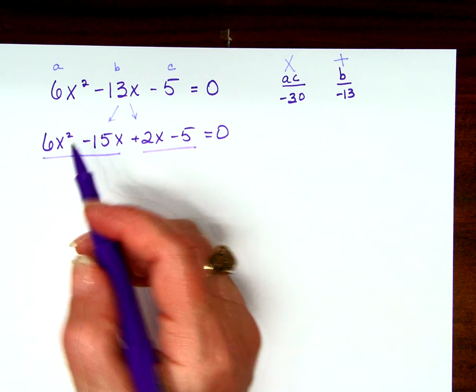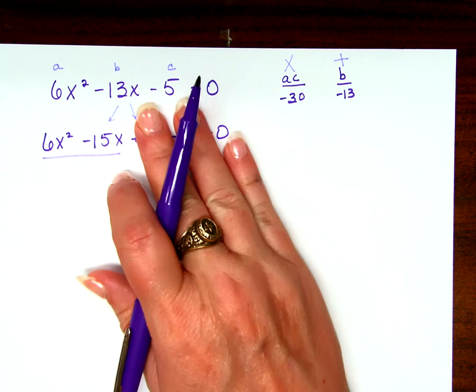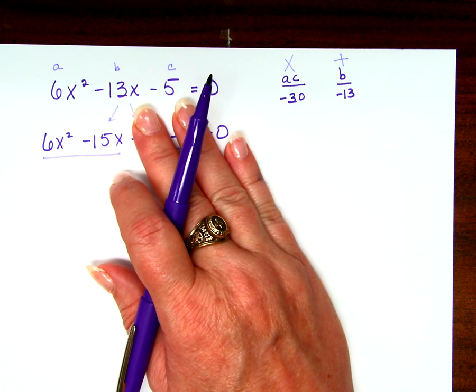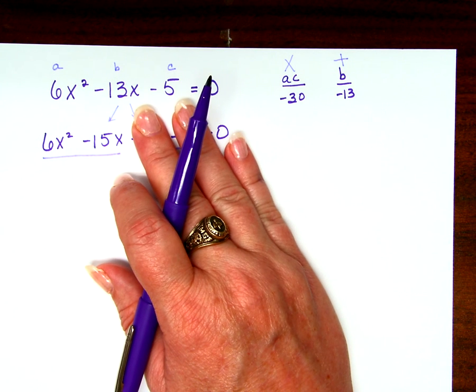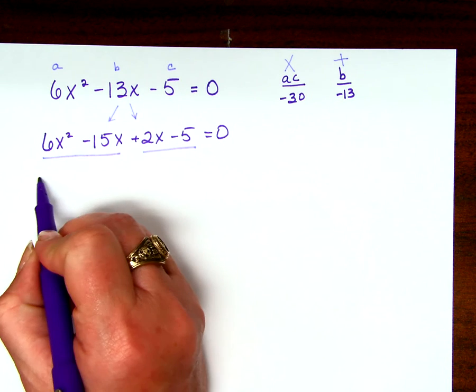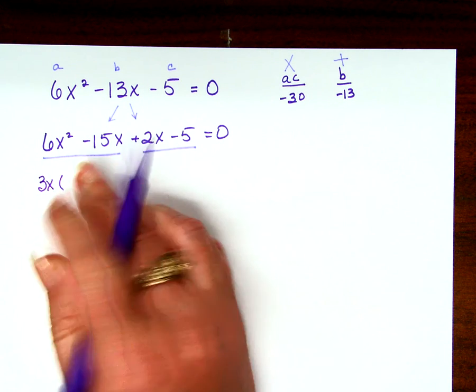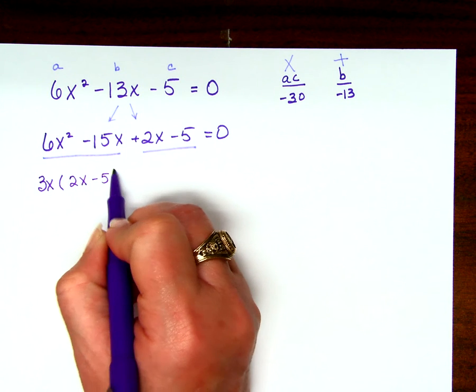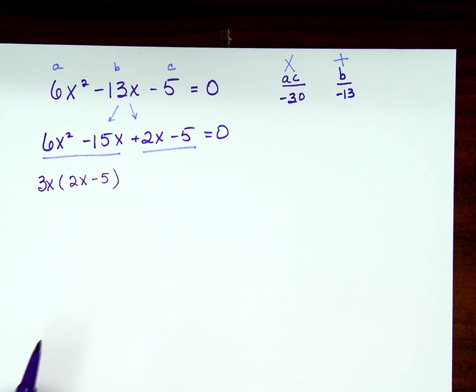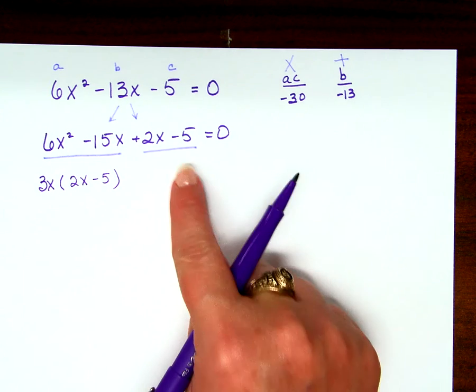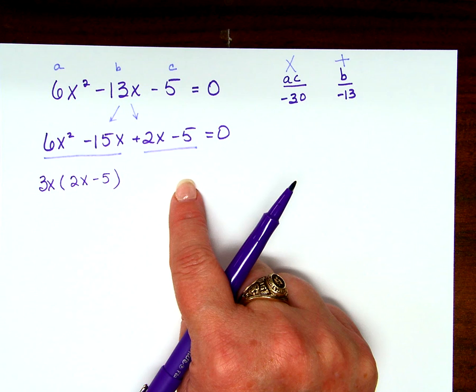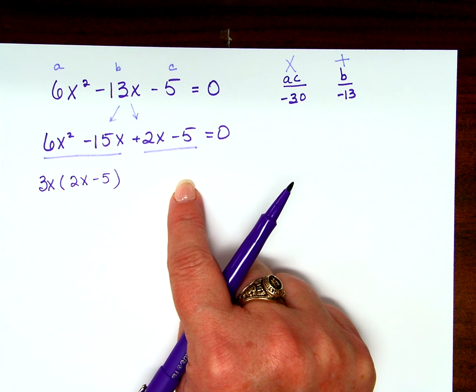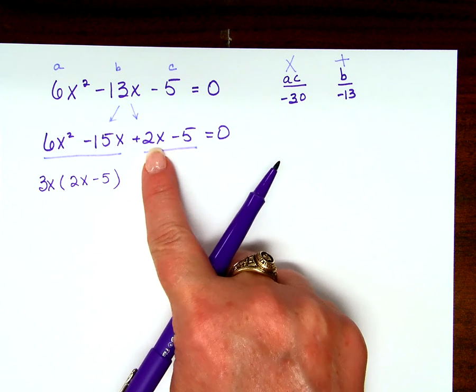If I just look at these first two terms right here, what is the greatest common factor of those two terms? They're both divisible by 3x, right? So if I factor out a 3x just from the first two terms, what's left over? Perfect, 2x minus 5. Now I know because of the rules of grouping, I need another parentheses over here of 2x minus 5, but I always have to factor out something. So what should I factor out? What's the greatest common factor of 2x minus 5?